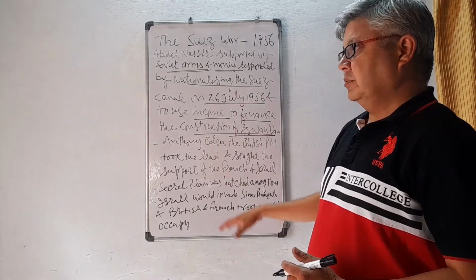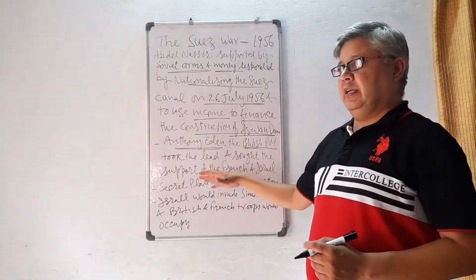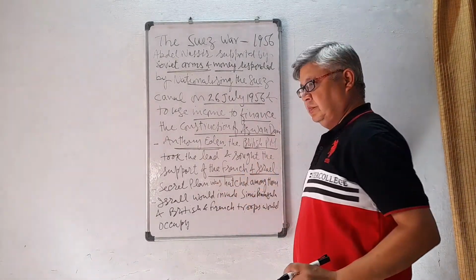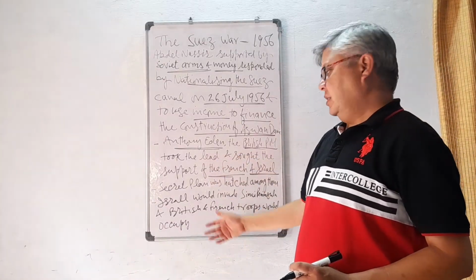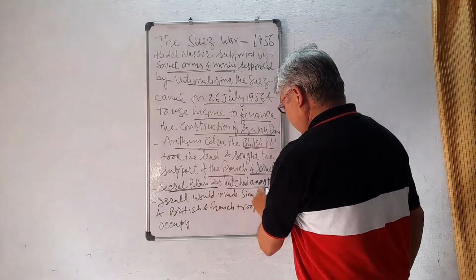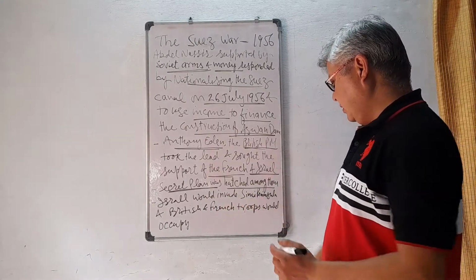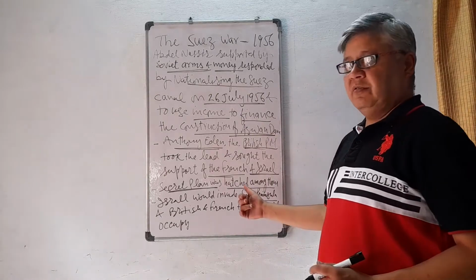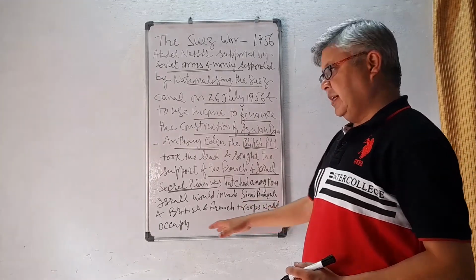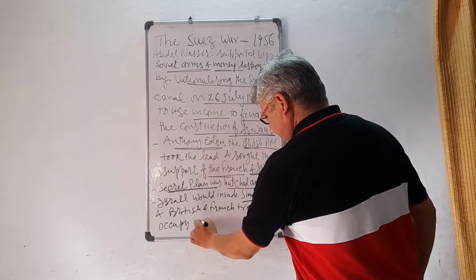Anthony Eden, who was the Prime Minister of Britain, took the lead in this matter now, and he sought the support of France as well as Israel. So finally a secret plan was hatched among them. They decided that Israel would invade Egypt's Sinai Peninsula region, and the British and French would occupy the region of the Suez Canal.